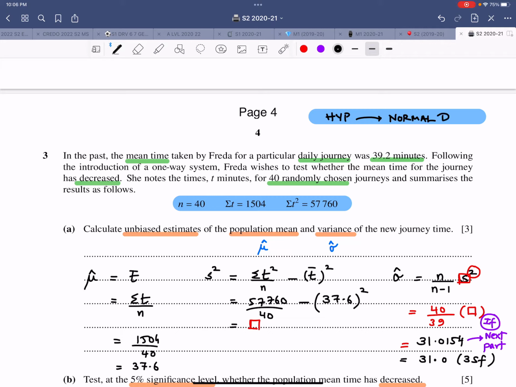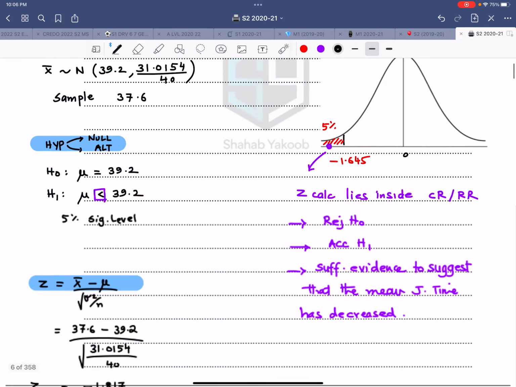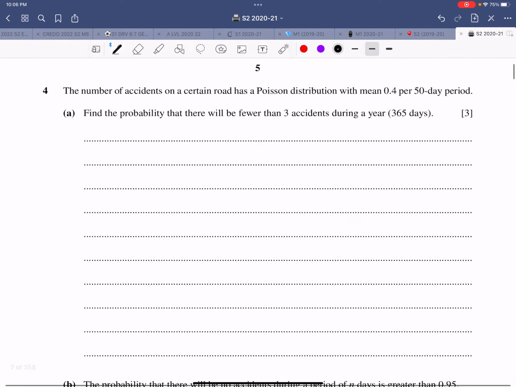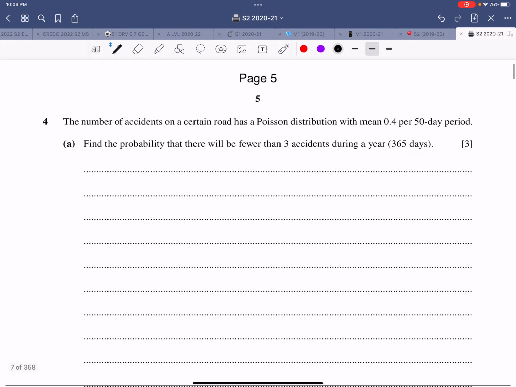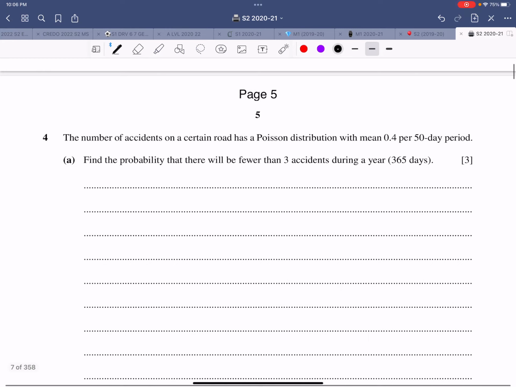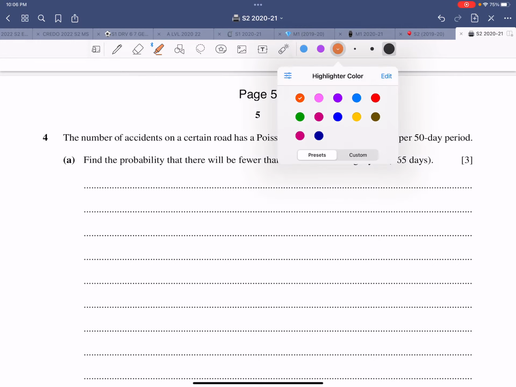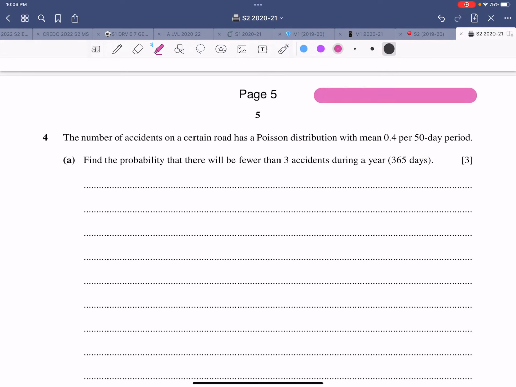Of course, there should be a question related to type 1, type 2 error. So now this thing is done. Let me move to the next question, that is question number 4. The number of accidents on a certain road has a Poisson distribution. So now let me do the labeling. This question is about Poisson distribution.